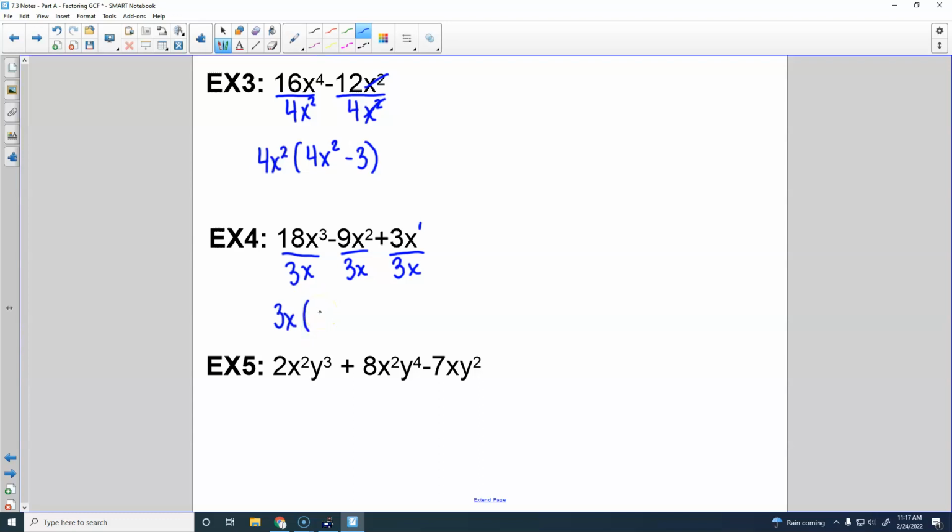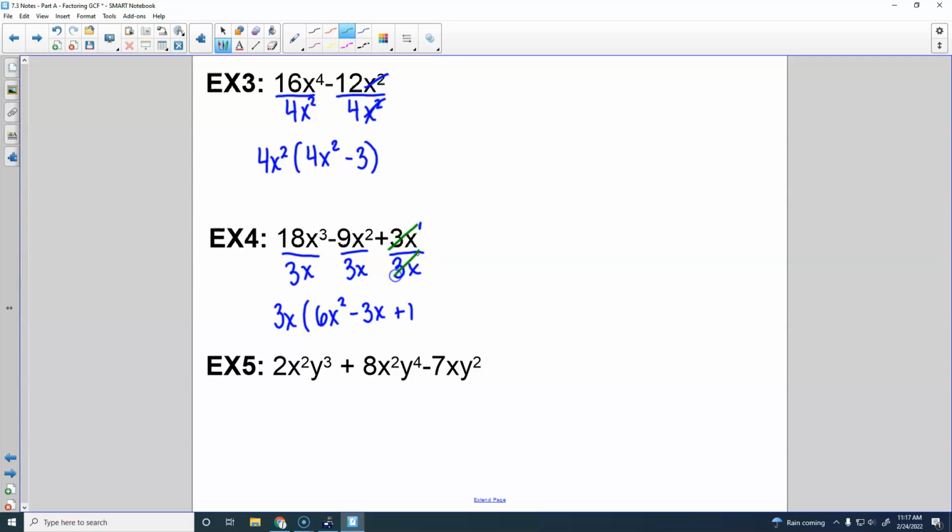So, Passion, whenever I divide by 3x, what am I going to get here for that first term? 6x squared. Second term. Very good. What about the next one? Negative 3x. Just the x, because it'll be the first power. Very good. What about the last? Not x. There will be no x's. Will there be a number? Just 1. It's going to be a 1. What's 3 divided by 3? 1.